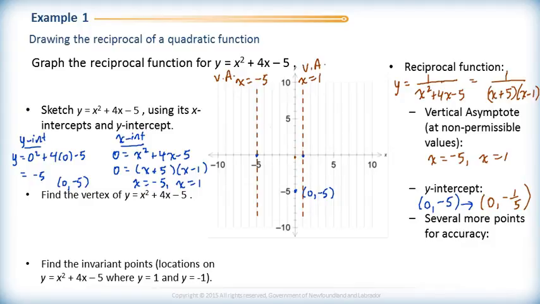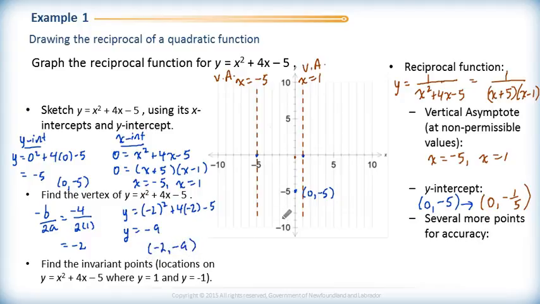Now another important point for a parabola is its vertex. Negative b over 2a is the easiest way to find the vertex here. Substituting that into our function to get the y-coordinate of the vertex. So our vertex is at (-2, -9). Let's plot that. Negative 2, negative 9 right there. So the vertex of our reciprocal graph will be at (-2, -1/9), which is right here. There we go, very close to the x-axis in this case.